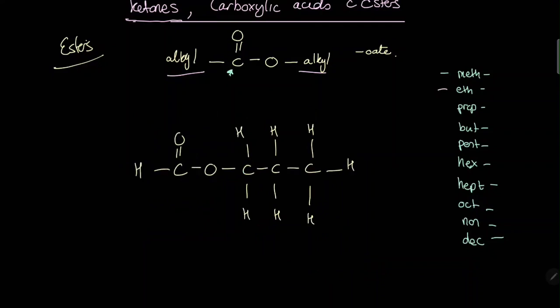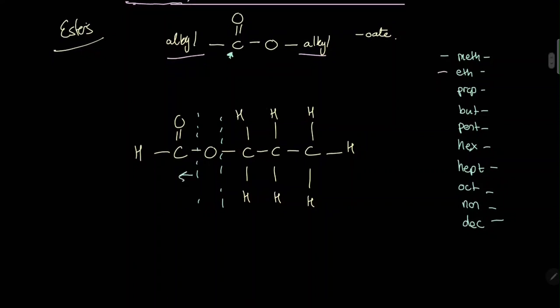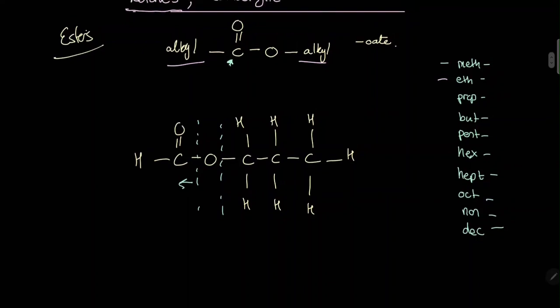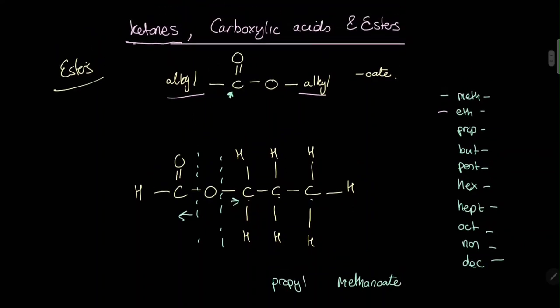Okay, and this is our last one. Do you want to pause here and try and name this one as well? Again, we're creating the bridge around our oxygen. Naming this side first, that contains most of the ester functional group, we see there's only one carbon, so it's going to be methanoate. And then this side contains 1, 2, 3, so it's going to be propyl methanoate. And that's it for naming ketones, carboxylic acids, and esters.